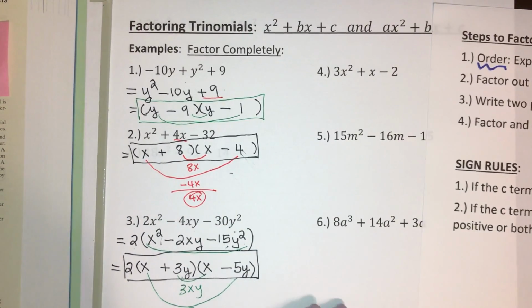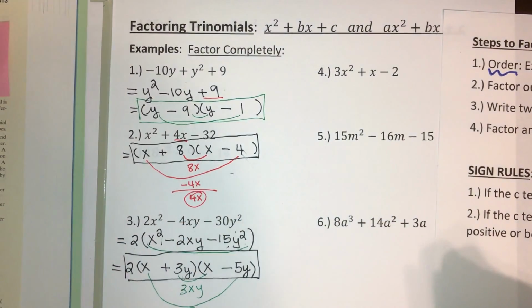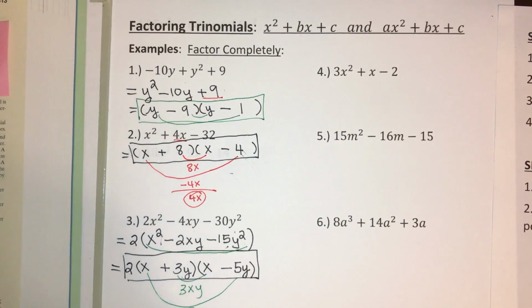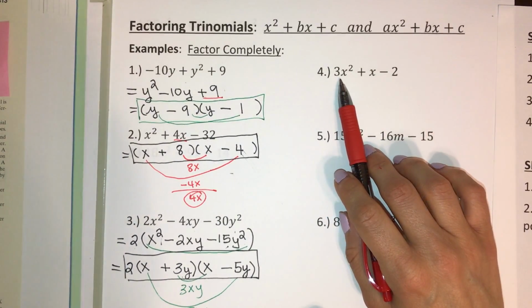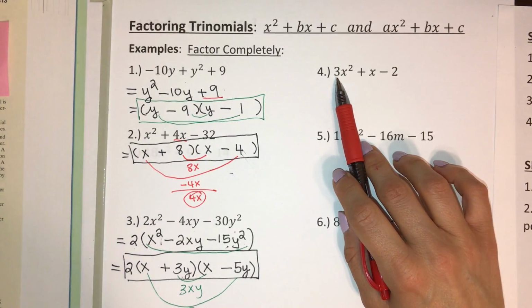Let's take a look at the fourth example. So this is a little bit different, this problem. We're going to follow the same steps, but it's different because I have a coefficient in front of x squared, and it's not 1. And we can't factor out this 3. And so this coefficient stays where it is.